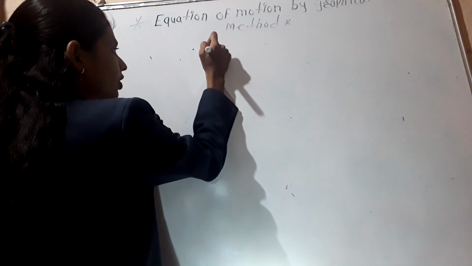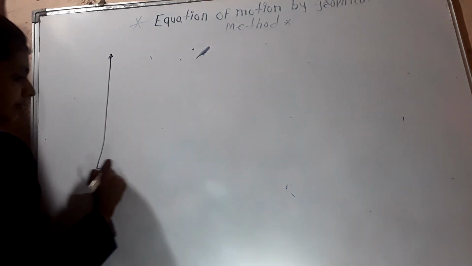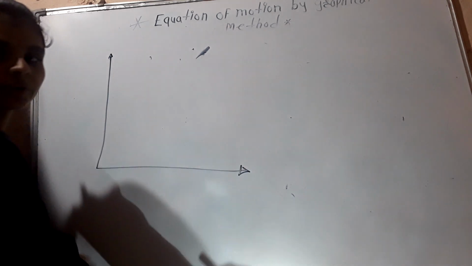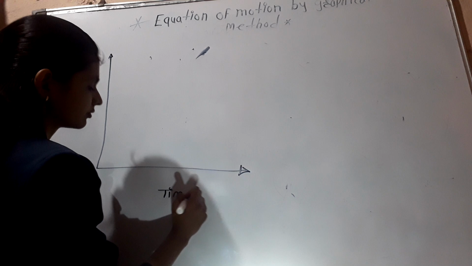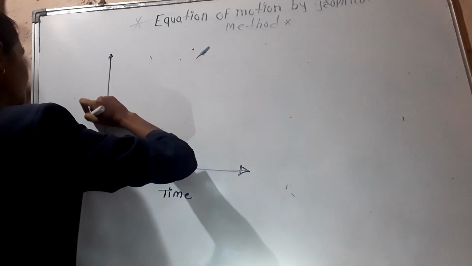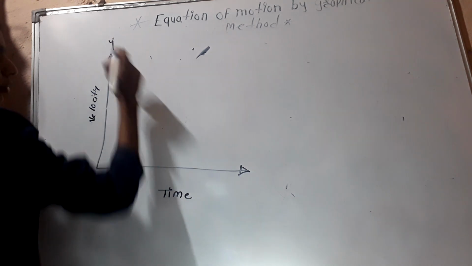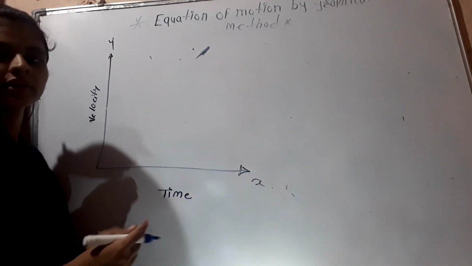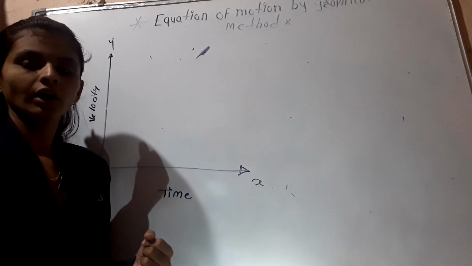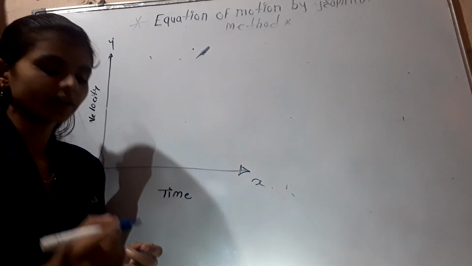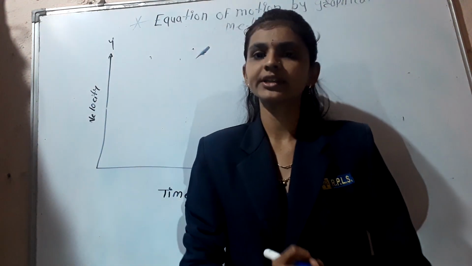As we already know, time goes along the x-axis and the velocity along the y-axis. Now on this graph, first we have to consider the initial velocity. I think that point is clear for you all.